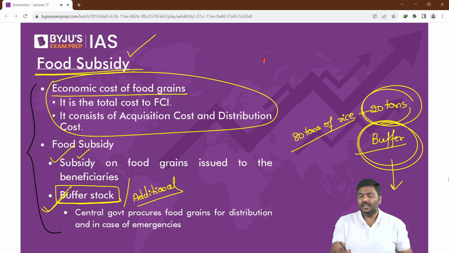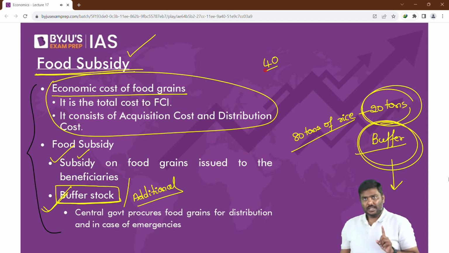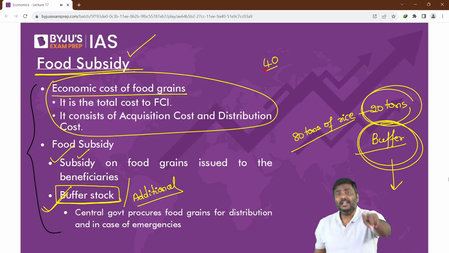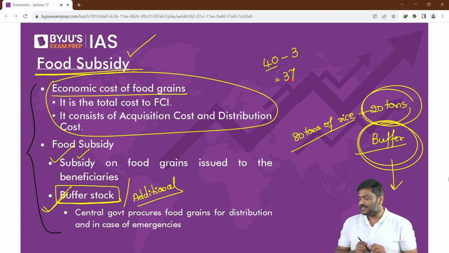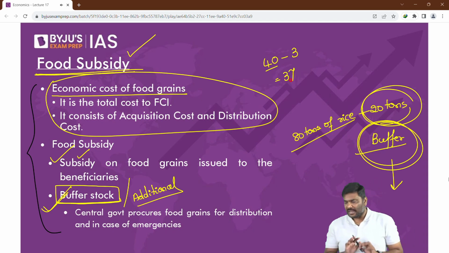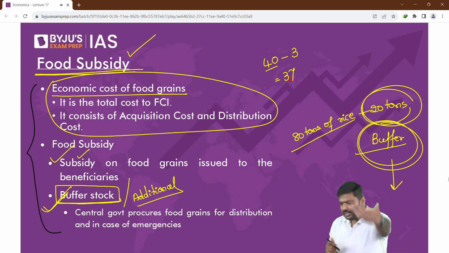Meaning what, sir? Let me take a very simple example. Imagine the economic cost of food grain for 1 kg of rice is 40 rupees. What if the government sells it to you at 3 rupees? Can I say the government is giving you a subsidy of 37 rupees? Anybody has a difficulty, please do let me know.